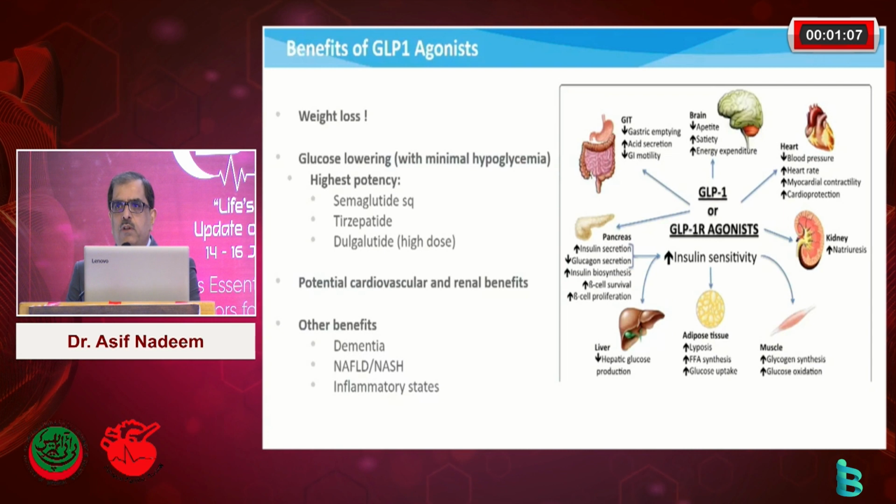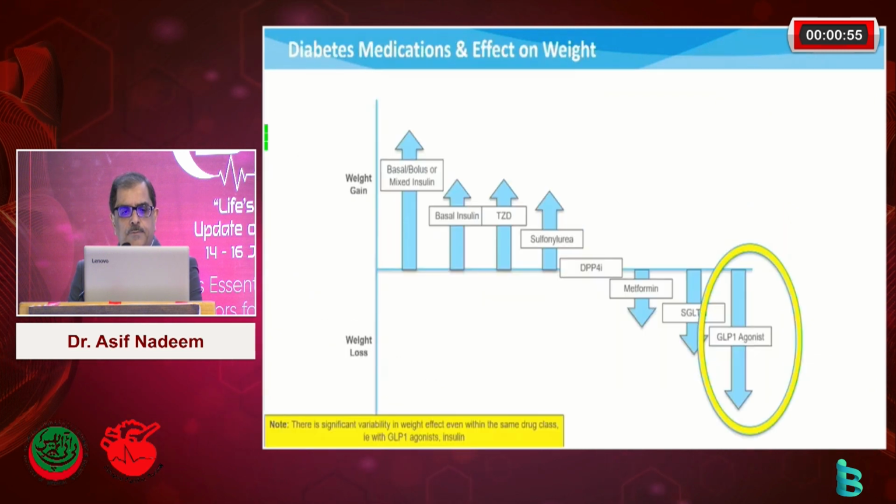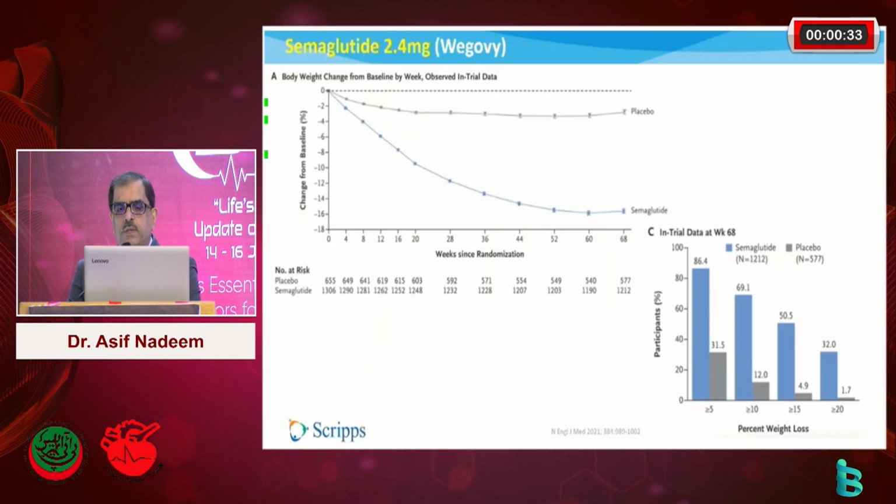So what is the benefit of GLP-1 agonists? Weight loss. The number one benefit is weight loss. They are basically for the treatment of diabetes, but actually they are more being used for weight reduction: semaglutide, tirzepatide, and dulaglutide. If we see the treatment of diabetes, basal bolus insulin increases weight. Sulfonylureas increase weight. Metformin slightly reduces our weight. SGLT2 inhibitors reduce our weight. But the GLP-1 agonists reduce our weight tremendously.